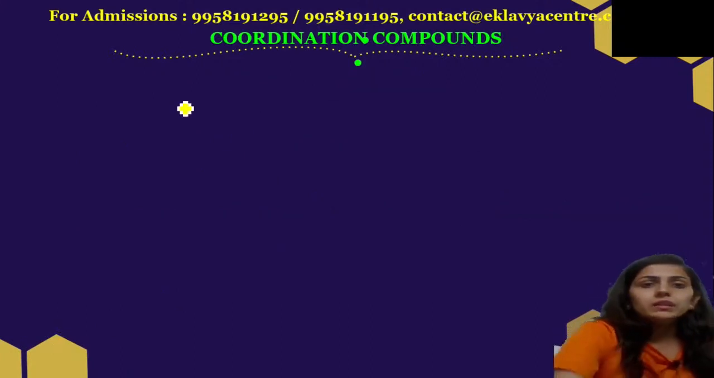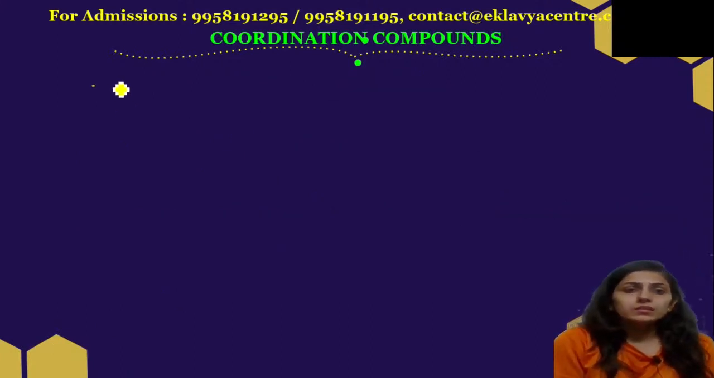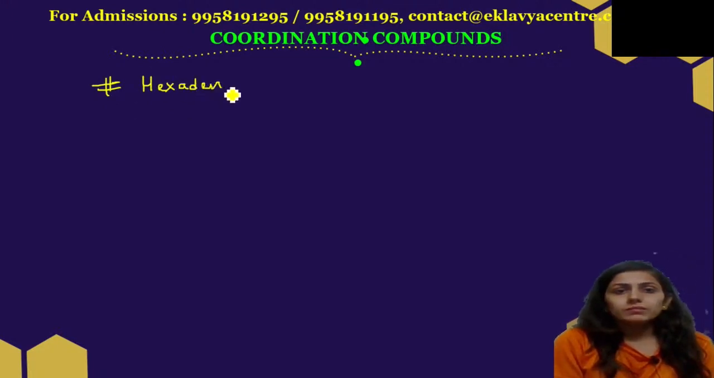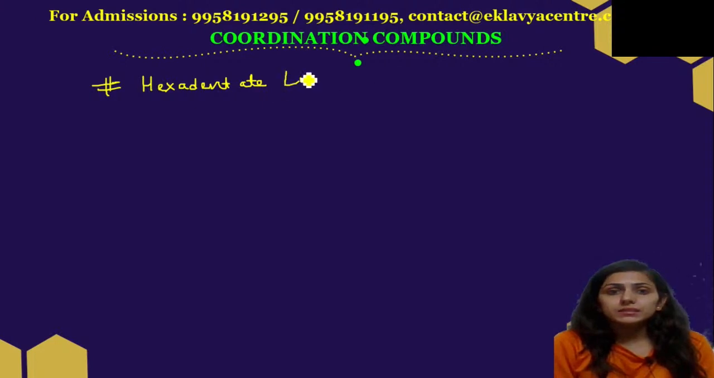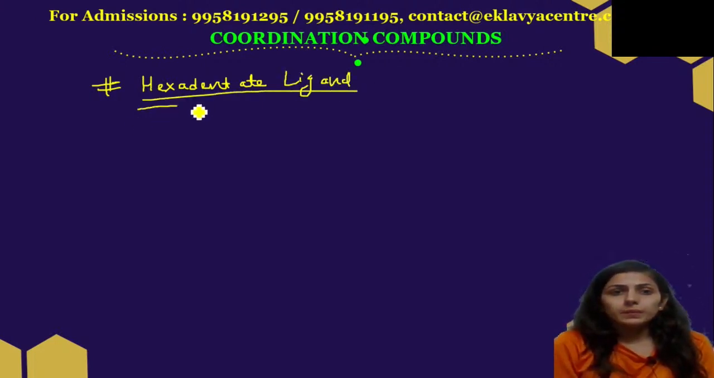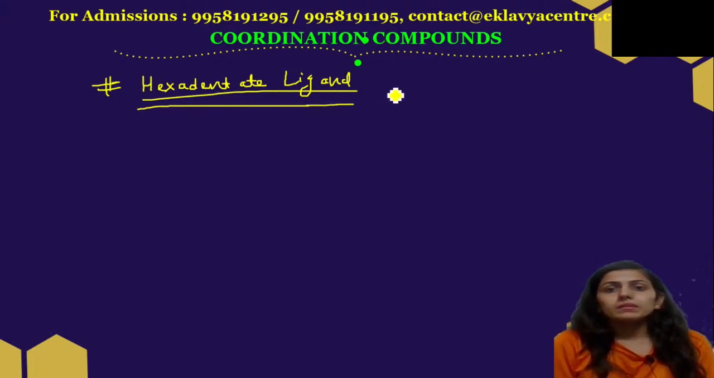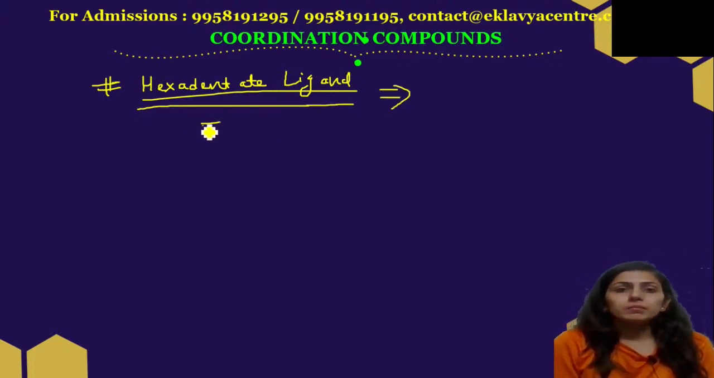Next we have EDTA, that is the last, a hexadentate ligand. Hexadentate ligand means the denticity is 6, right? Example is EDTA.